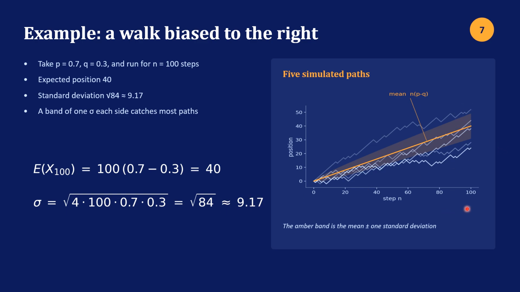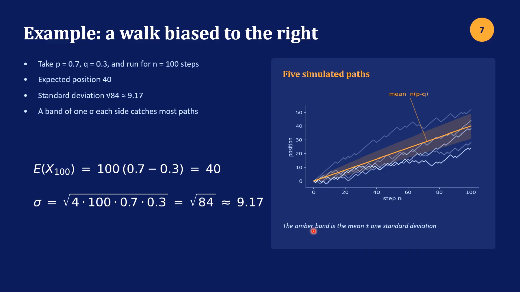So that's out here at 100 on this graph, and the graph is 5 simulated paths. We're doing it for P equals 0.7 and Q equals 0.3, but we're doing it for all these different numbers of steps. This is the mean here, the expected value, the solid orange. And then if you take this plus or minus 1 standard deviation, that's the amber band.